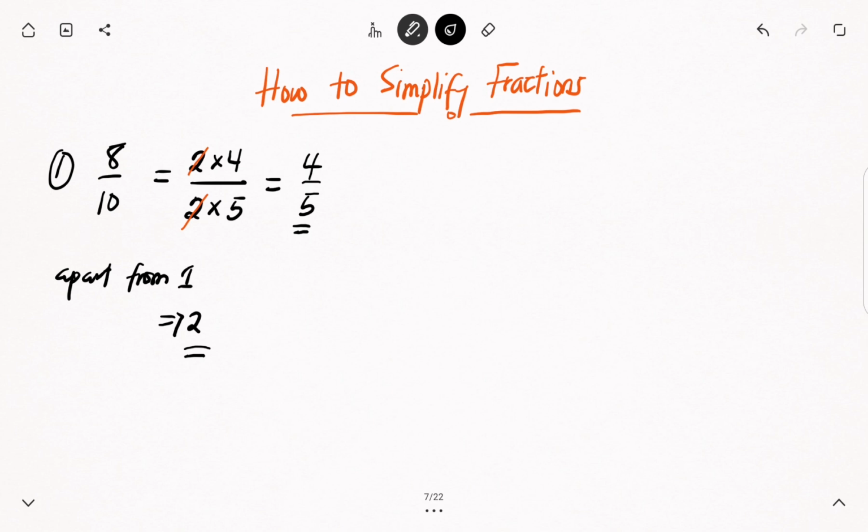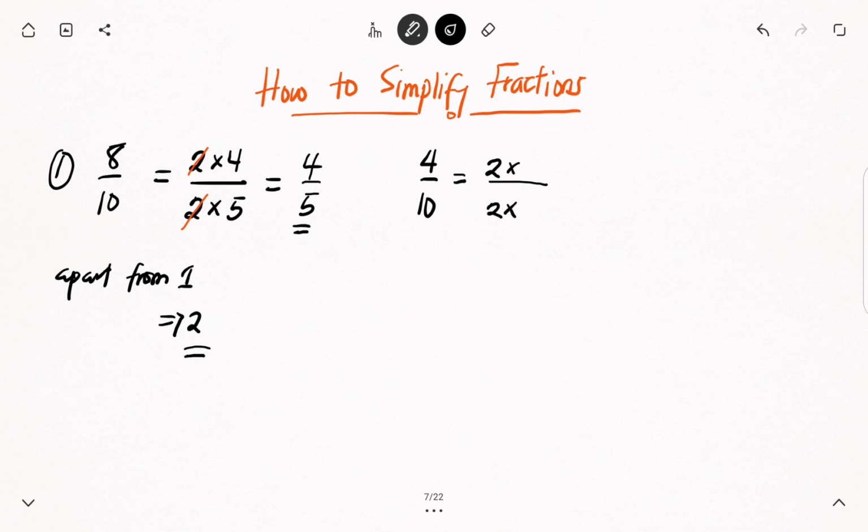So let's say I have 4 over 10. Now if you look at it, which number can divide 4 and 10 exactly without any remainder? Now in this case as well, 2 will be the number that can divide 4 and 10 exactly without a remainder. So it means that 2 is common for both numbers.